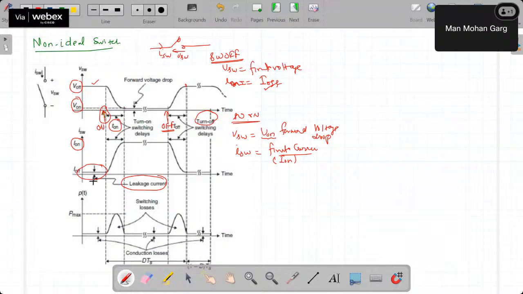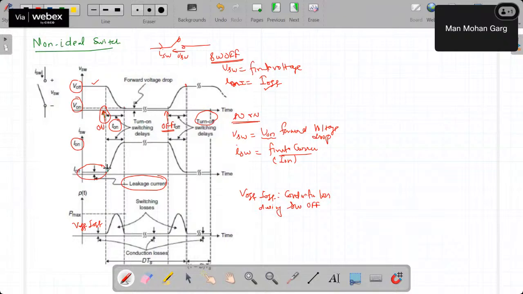Earlier, in the ideal case, this was zero, so ultimately we had zero losses, but now V off is there. This I off is also there, though it is very small, but it is there. So this V off multiplied by I off will make this loss, V off multiplied by I off. This is called conduction loss during switch off, right? Now after that, what is happening?